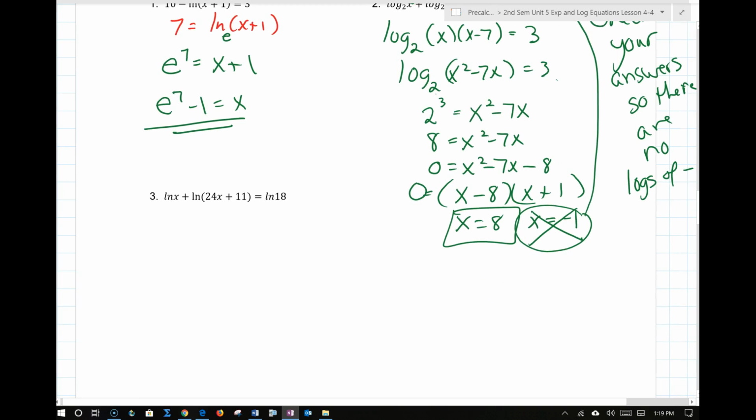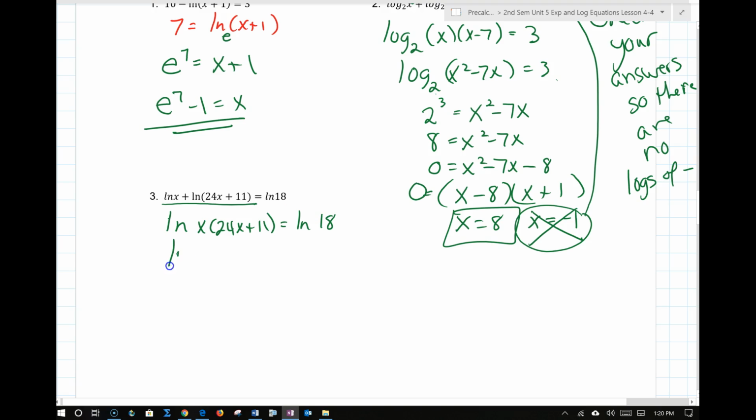And this one actually is easier than harder, so guys, go with me on this. It's not that bad. Let's look at the first one here. I need to combine these so I can get all my logarithms on one side. But sometimes life is not as difficult as we make it sound. But first, if I'm adding them together in the same base, that's the same thing as multiplying them. So I get natural log of x times 24x plus 11 equals the natural log of 18.